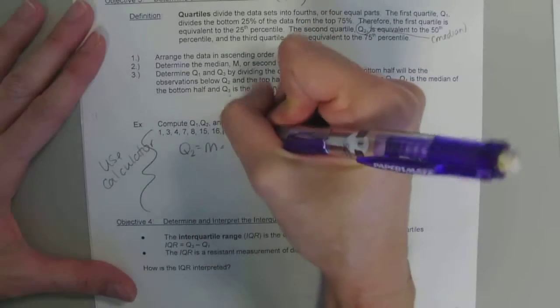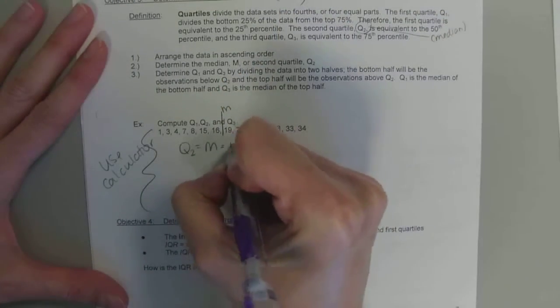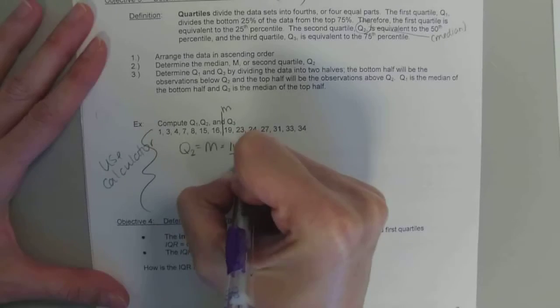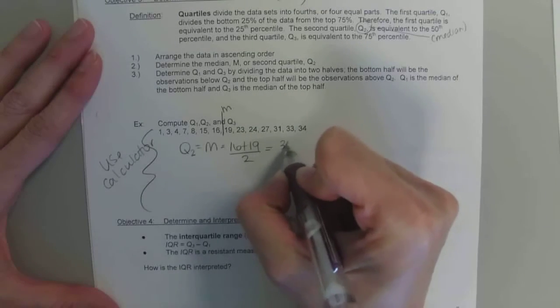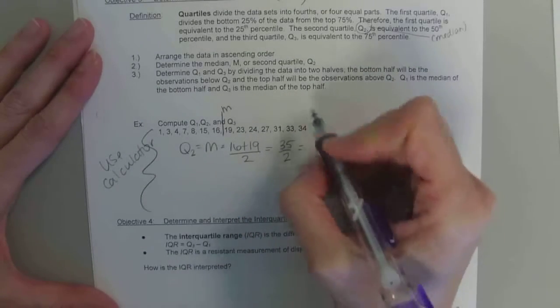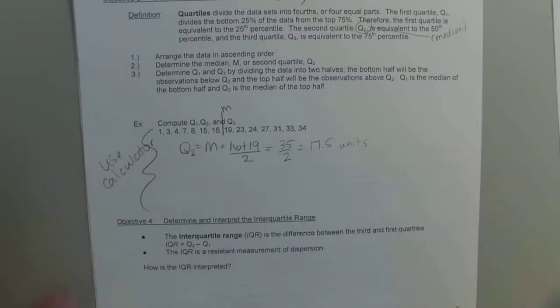So we're going to go 1, 2, 3, 4, 5, 6, 7. So our median, guys, is right here. We're going to average 16 and 19 by adding them and dividing by 2. You put that in your calculator, you get 35 over 2, or 17.5 units, whatever this is representing.